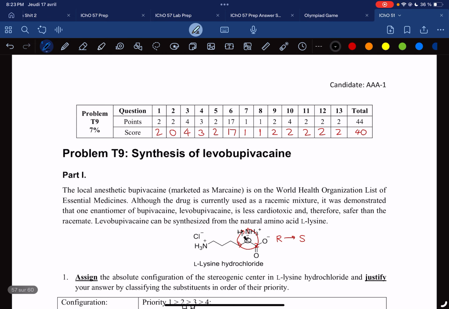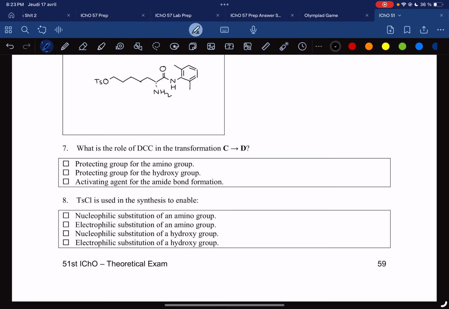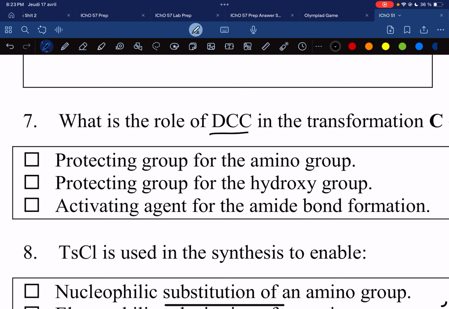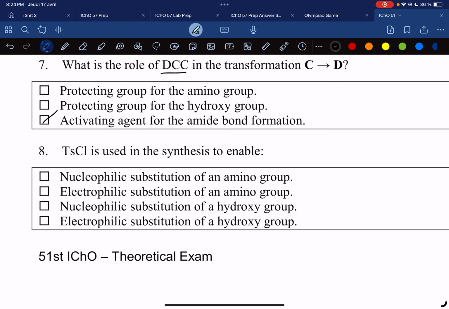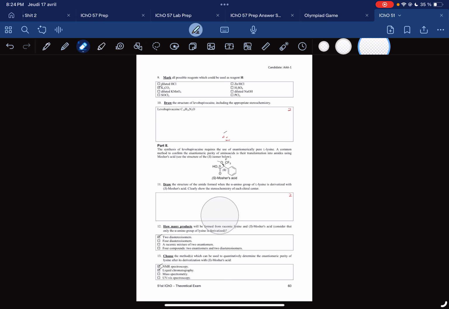Okay, what is the role? That was from my past attempt when I was trying to do this question when I was prepping for my Olympiad camp. What was the role of DCC in the transformation of C to D? DCC is a common coupling reagent or activating agent for the amide. Tosyl chloride is used in the synthesis to enable nucleophilic substitution of a hydroxy group, meaning to say SN2 kicked out the OH group. Oh, I didn't delete that page. That was from my last attempt also. Let me delete that.